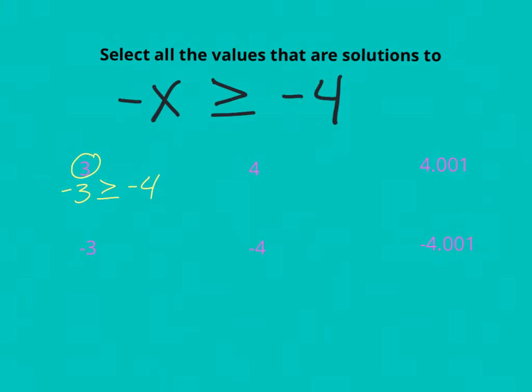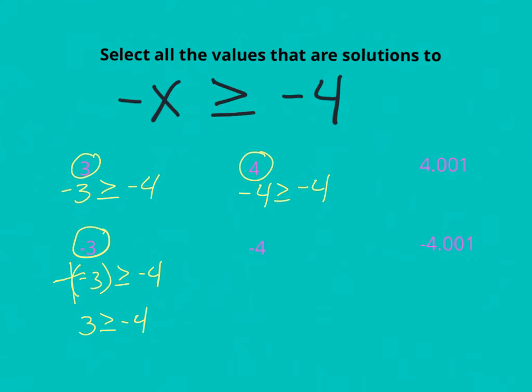If we drop down to the negative 3, substituting that in there, it's going to be a negative, negative 3 is greater than or equal to negative 4. So you're going to change that to a positive 3 because it's a double negative. So that's going to be 3 is greater than or equal to negative 4, which is also true. If I substitute the 4 in, that becomes a negative 4 is greater than or equal to negative 4. It happens to be equal to, so that's also true.